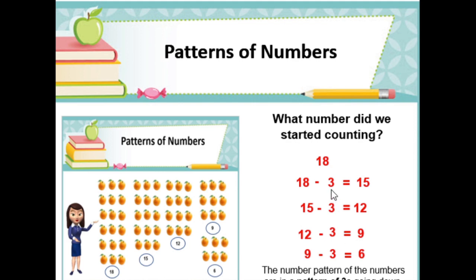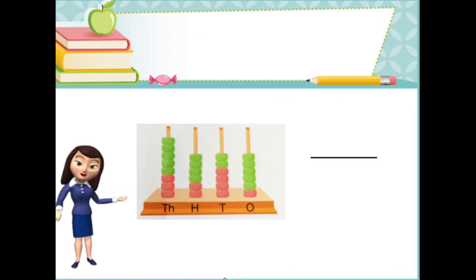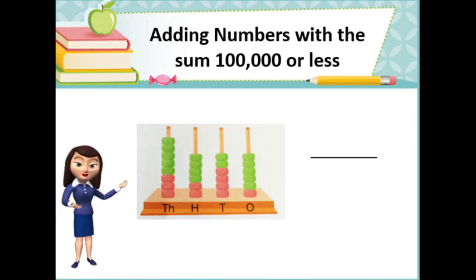Pattern 3, because every time we subtract or minus 3, we get the corresponding value. So if we try to continue more, let's use 6. 6 minus 3, the next number after 6 would be 3. Okay? Now, let's go into adding numbers with a sum of 100,000 or less.